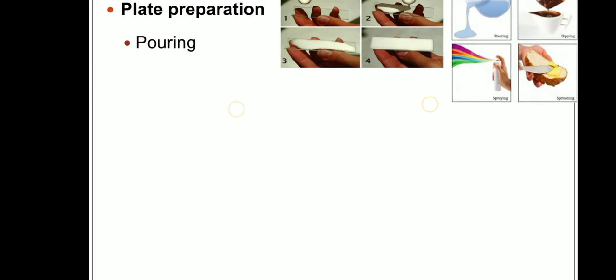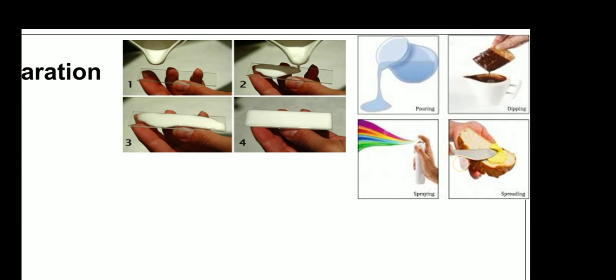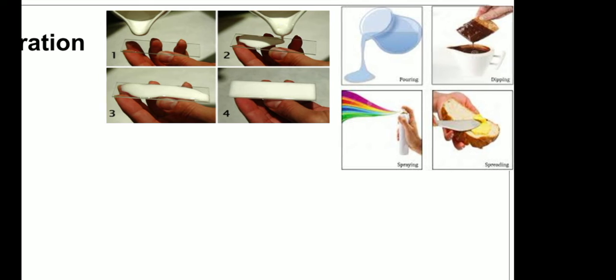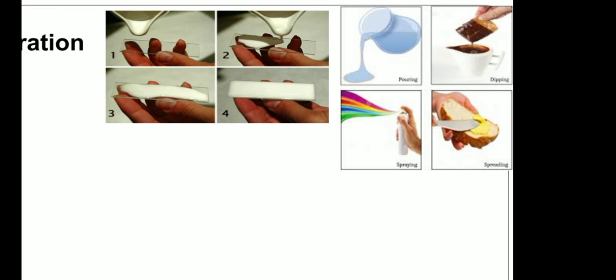Here first the slurry is prepared, and that slurry is poured onto the glass plate by keeping it in a leveled position.